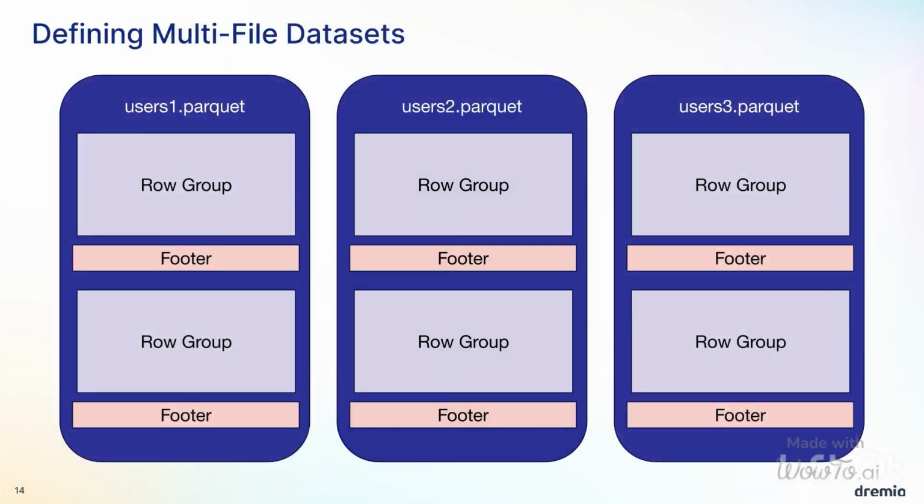Multi-file dataset example. Imagine you have 3 files, users1.parquet, users2.parquet, users3.parquet. Each file is valid and structured, but how do you treat all of them as one logical table? Without a format or catalog, tools need to manually discover and scan them, which is slow and error-prone.